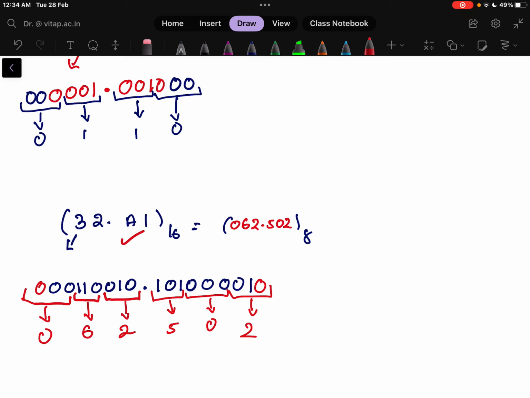Now I think it is clear. In octal to hexadecimal, represent each digit as 3 bits, then make groups of 4. In hexadecimal to octal, represent each digit as 4 bits, make groups of 3, and then convert to the octal number system.